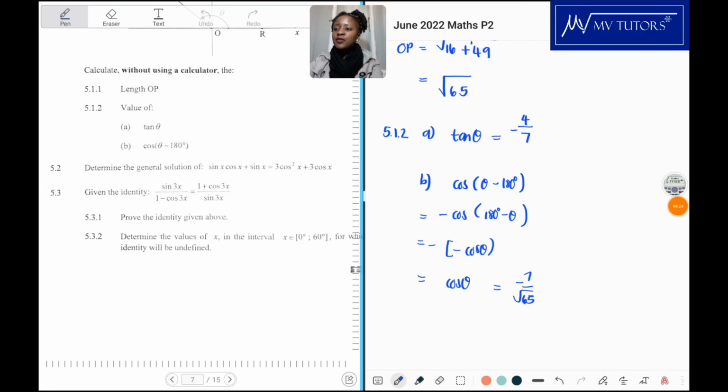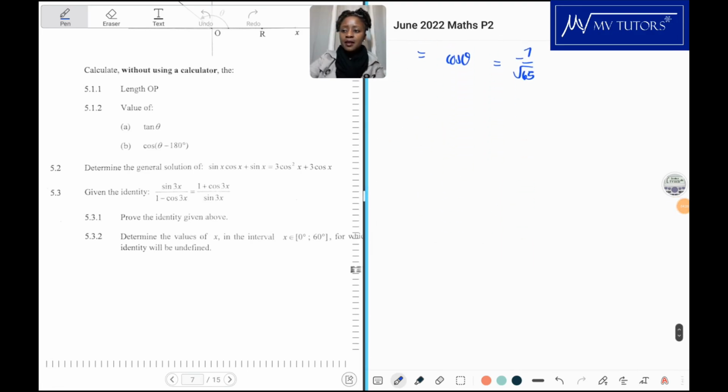And now we get to 5.2. It says determine the general solution of sine x times cos x plus sine x and so on. Alright, so whenever you determine the general solution, you need to end up with either sine, cos, or tan. You can't have two of them in there. It just won't work out.